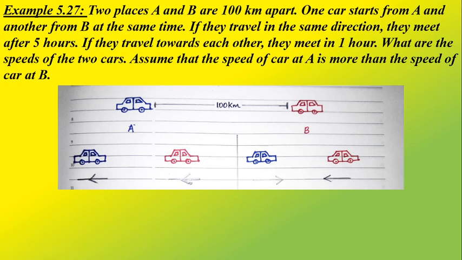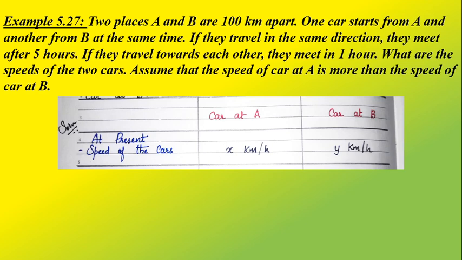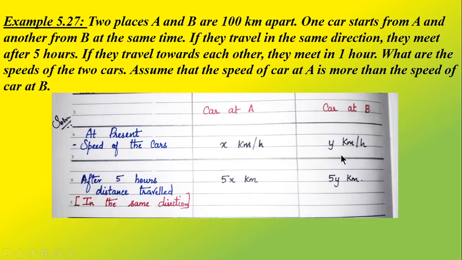It is given that the speed of the car at A is more than the speed of the car at B. So we are going to assign variables for the speeds of the cars at present. The speed of the car at A we assign as x kilometer per hour, because the unit of speed is kilometer per hour. For the car at B, we assign the speed as y kilometer per hour, and we are going to see what happens when they go in the same direction.